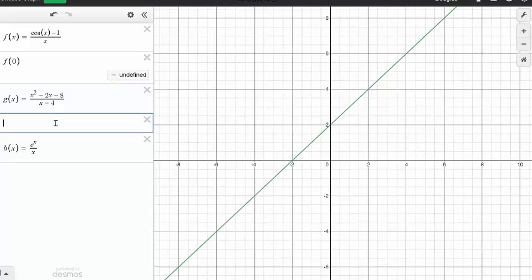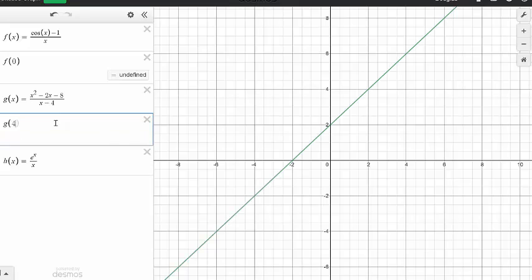And so, if you plug in g of 4, you will get something that is undefined, which is what we expected because it's a 0 over 0. And when we look at that point, indeed it is undefined, but note it is approaching something.